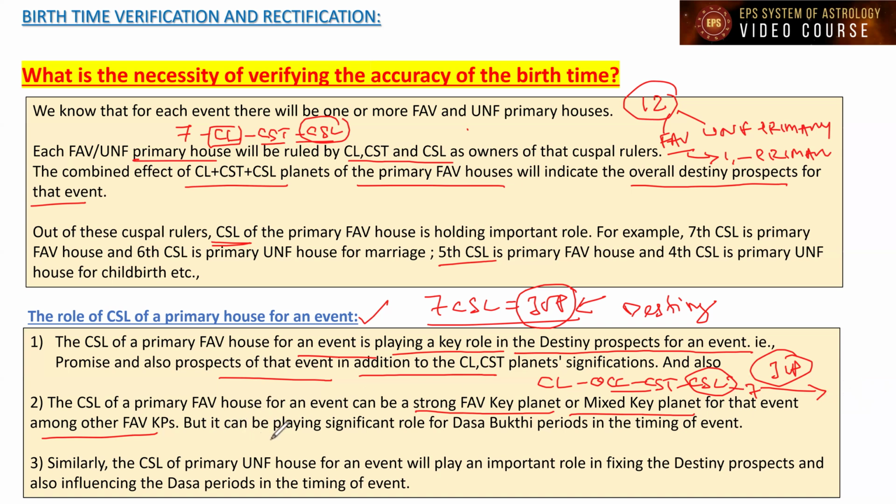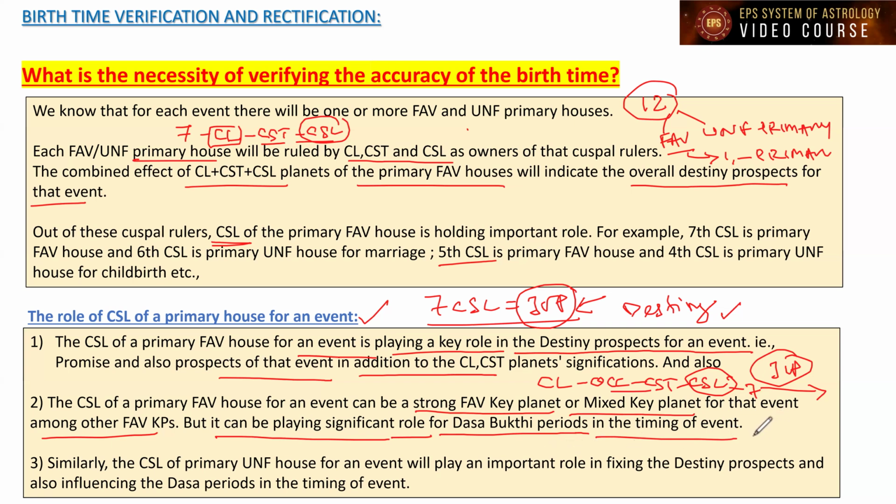That seventh cuspal sublord planet, whether it is a favorable key planet or a mixed key planet, can play a significant role in the Dasa Bhukti periods for the timing of an event. It means the seventh cuspal sublord planet will not only be useful in finding the destiny prospects of the particular event, but will also play a significant role in the timing of the event in the Dasa Bhukti periods.